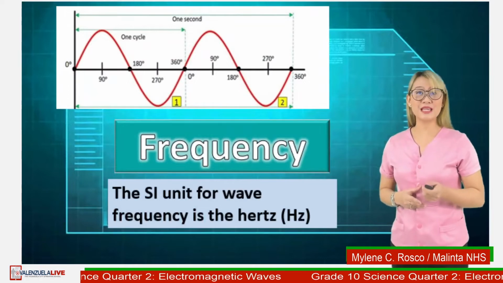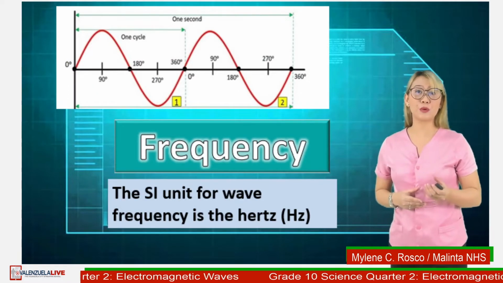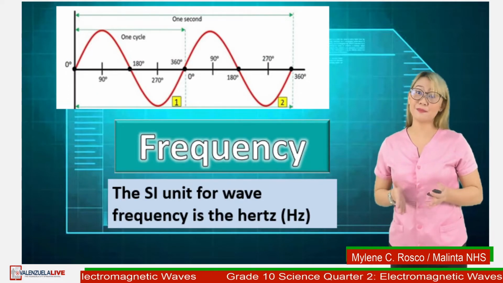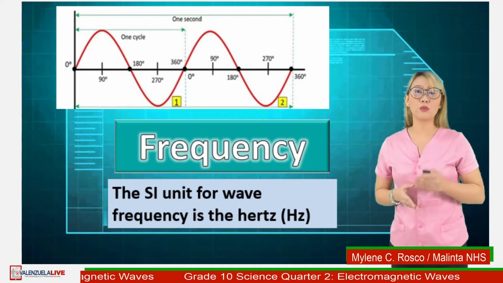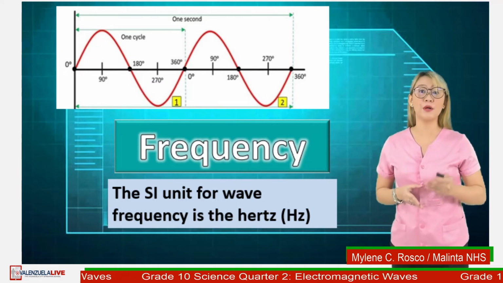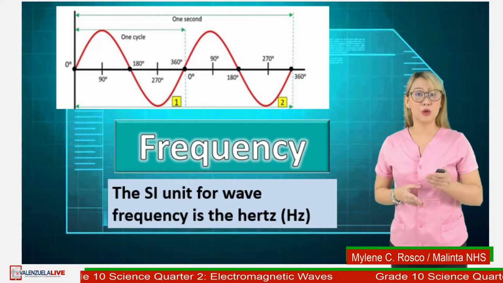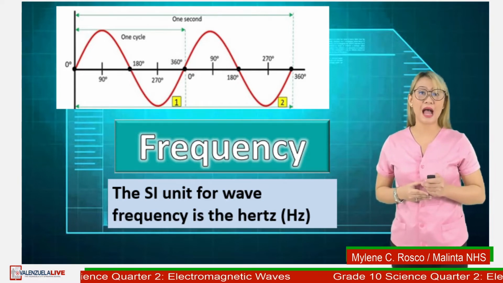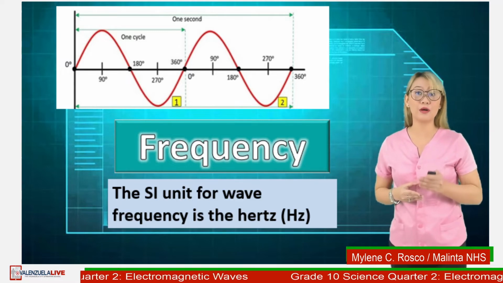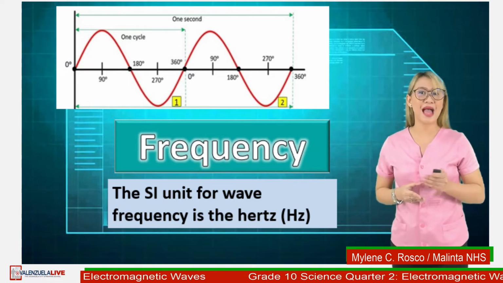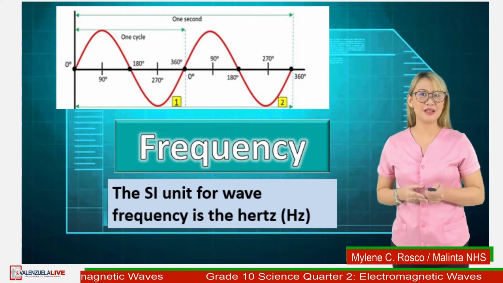Well, frequency, the SI unit for wave frequency is hertz, named after Heinrich Hertz, where 1 hertz equals the number of waves passing a fixed point in 1 second. Take note, a higher frequency wave has more energy than a lower frequency wave with the same amplitude. Now let's have this final question.